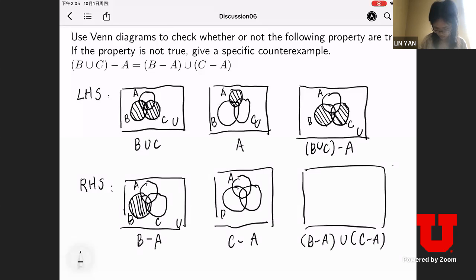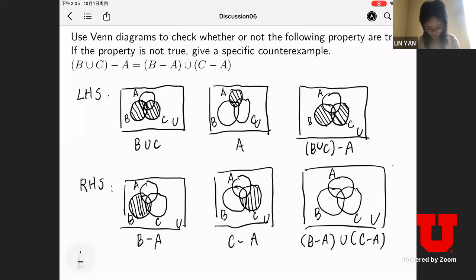And here we draw lines in C, but not in A. Then it's the union of the previous two, the union of this one and this one. So this is the Venn diagram for the right-hand side.